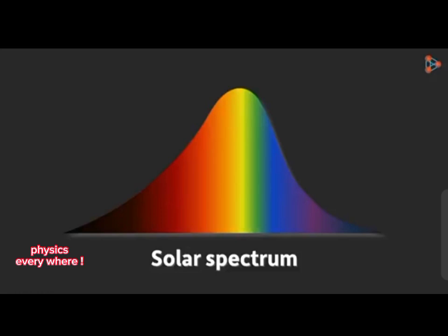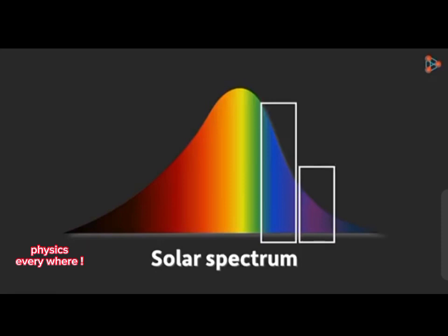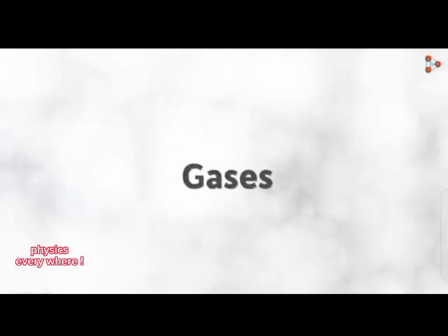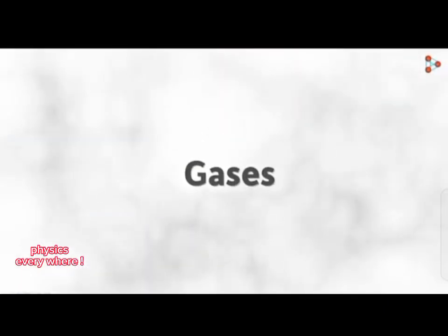Observe the graph well. As you can see, the sun emits more bluish and light bluish light as compared to the violet light, so more blue light is scattered by the air molecules, resulting in the blue color of the sky. And another reason why we can't see the violet light is that our eyes are more sensitive to the blue light than to the violet light. So this is about how the gases present in the air molecules scatter the light.